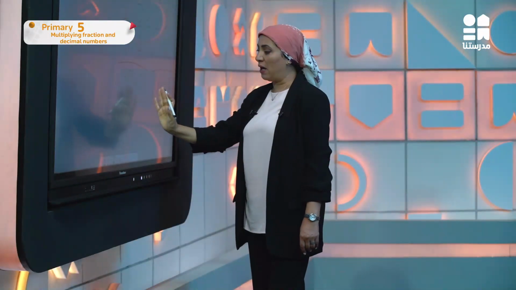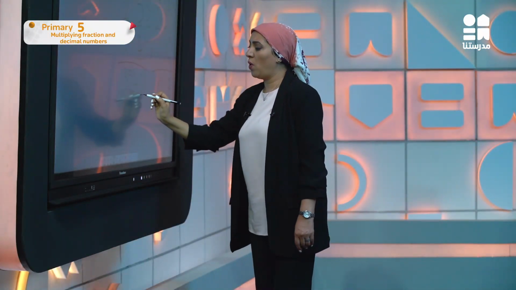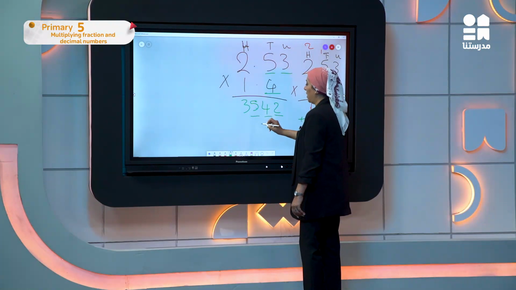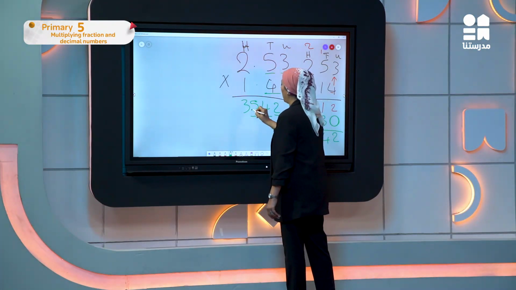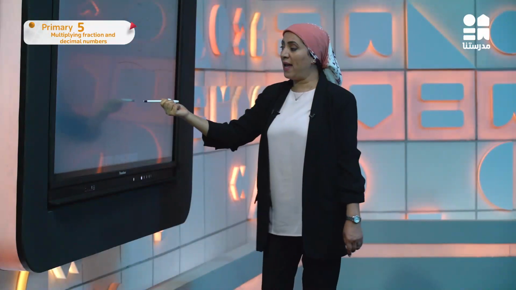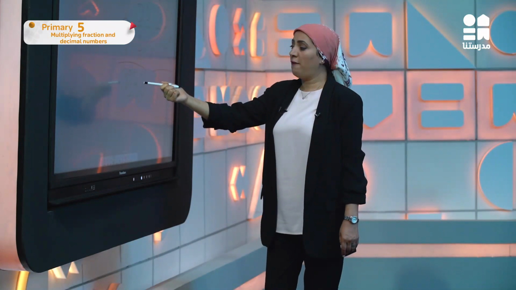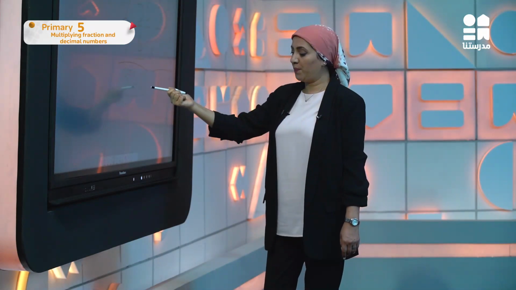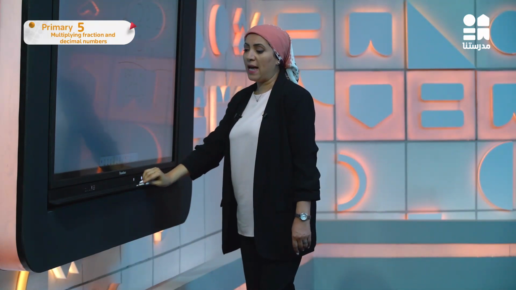Then I will start to count from the right hand side, 1, 2, and 3. And then I will put my decimal point. So now my answer is 3.542. Now let's go back and do the rest of our examples.